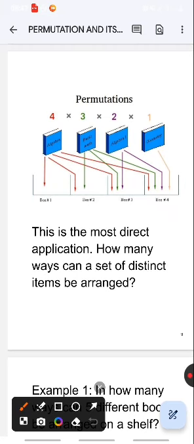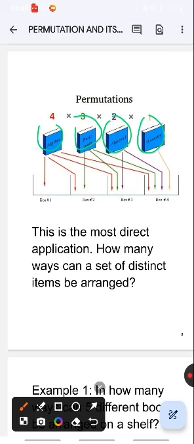So here you have four boxes: box 4, box 3, box 2, and then box 1. So these are four boxes. They are distinct. Very, very important. They are distinct. It means each of them is different. None of them is the same.